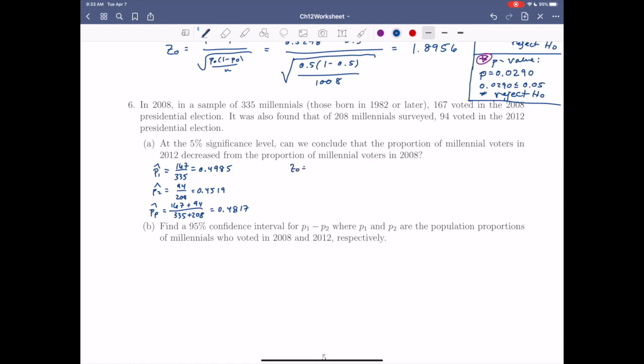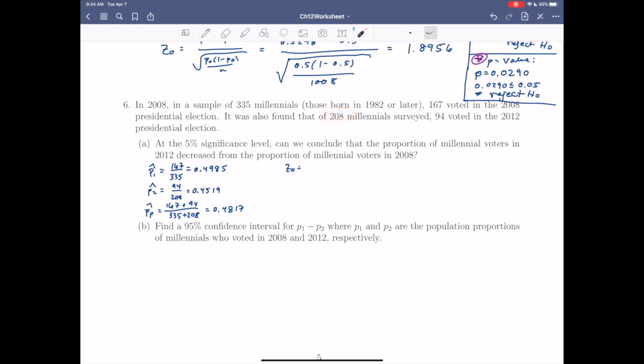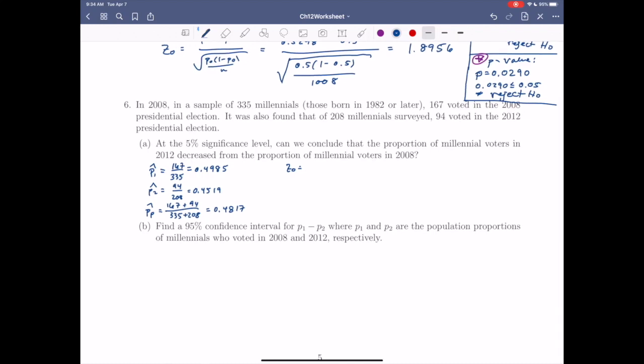Our test statistic is going to be P1 hat minus P2 hat over the square root of P hat sub P times 1 minus P hat sub P times 1 over N1 plus 1 over N2. Okay, and so I'm not going to write this all out. I'll let you fill in the details here, but this is going to work out to be 1.0561. Okay, so there's our test statistic.